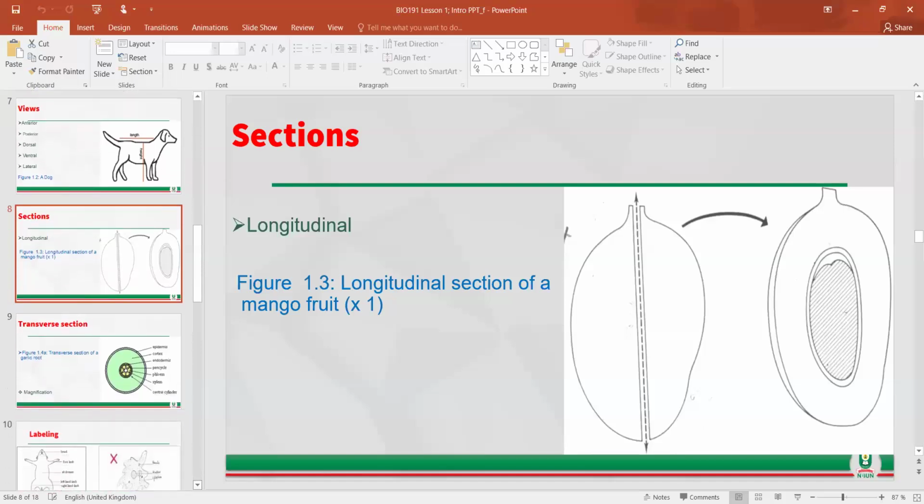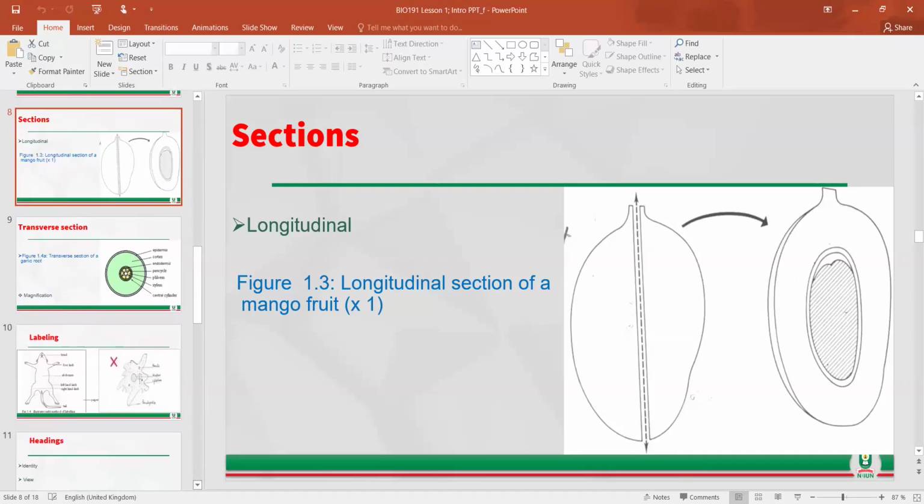As I mentioned earlier, a section is being cut open to see the internal structures of the organisms. It can be longitudinal, cutting from top to bottom, like here, a longitudinal section of a mango fruit, see the inside. It can also be transverse.